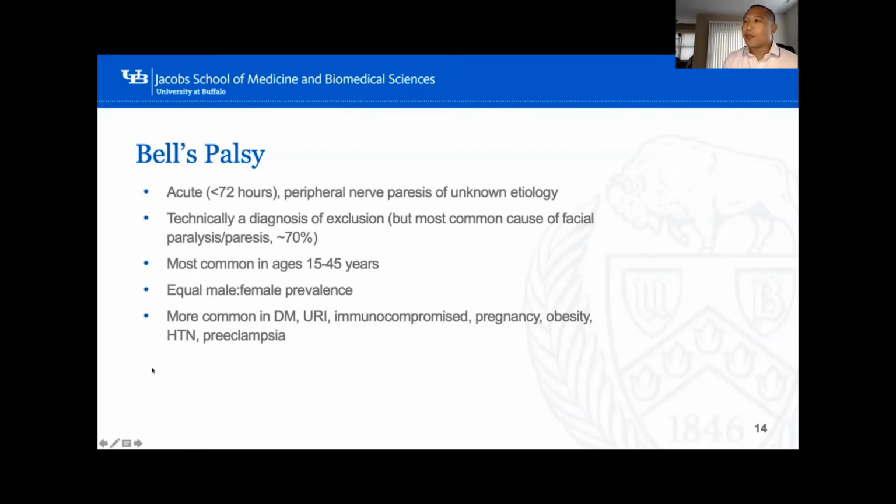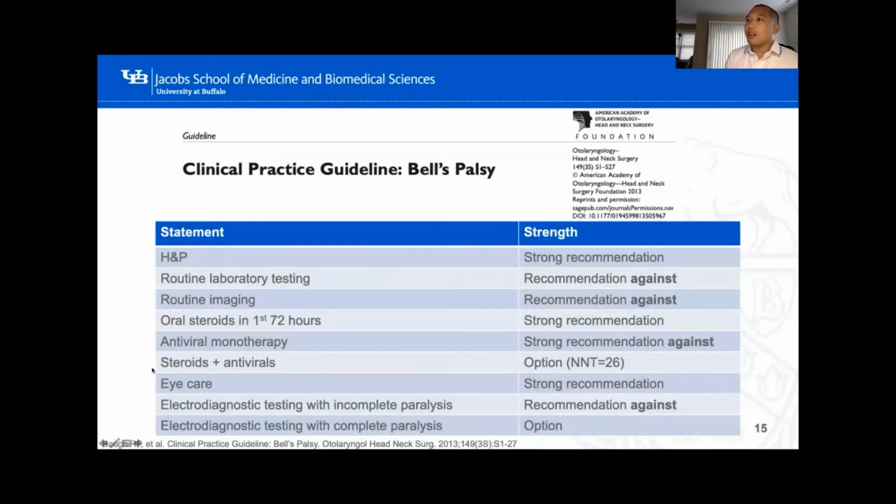So the Academy put out clinical practice guidelines for Bell's palsy because presumably people in the community have been diagnosing Bell's palsy without really determining that it truly is Bell's palsy, and it's kind of leading to poor care in the community.